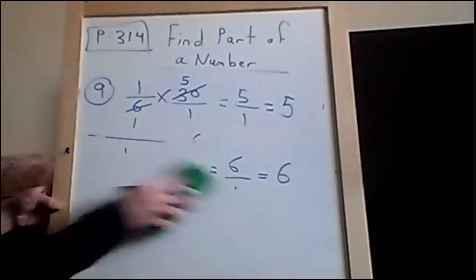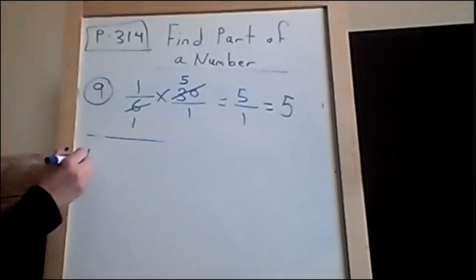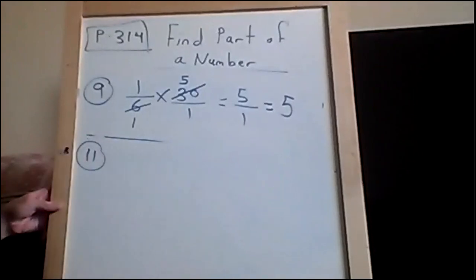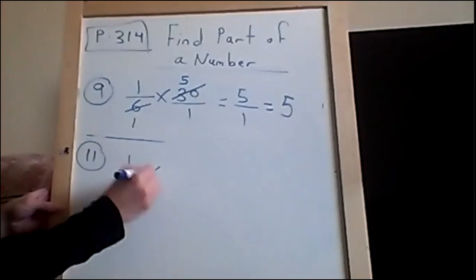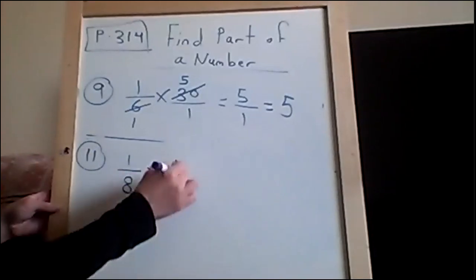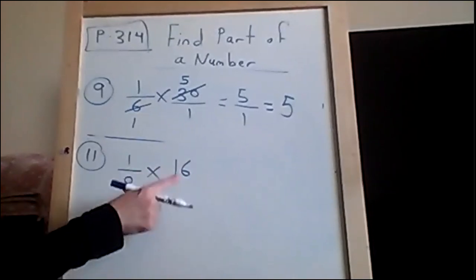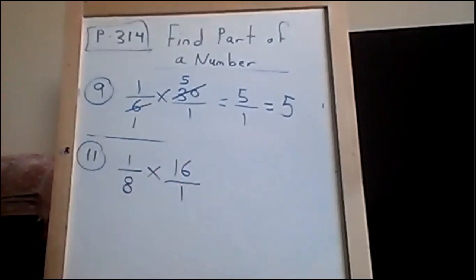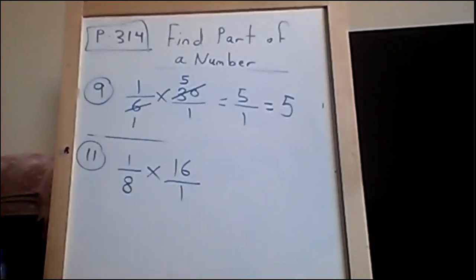Now we are in question number 11. 1 out of 8 multiplied by 16. This is the whole number, so you have to write it as a fraction. How? Over 1, always over 1. Okay, if you have a whole number, you can write it as a fraction. How? Over 1, always.